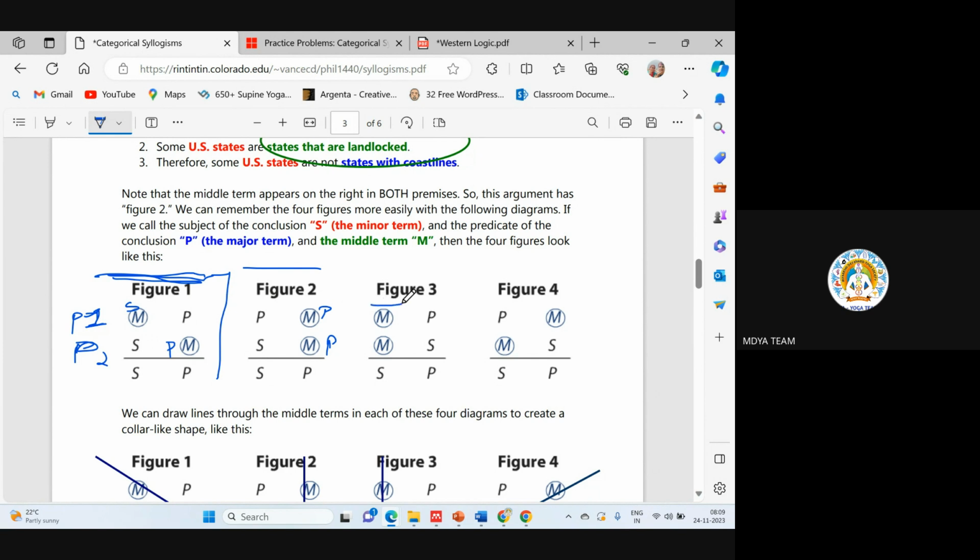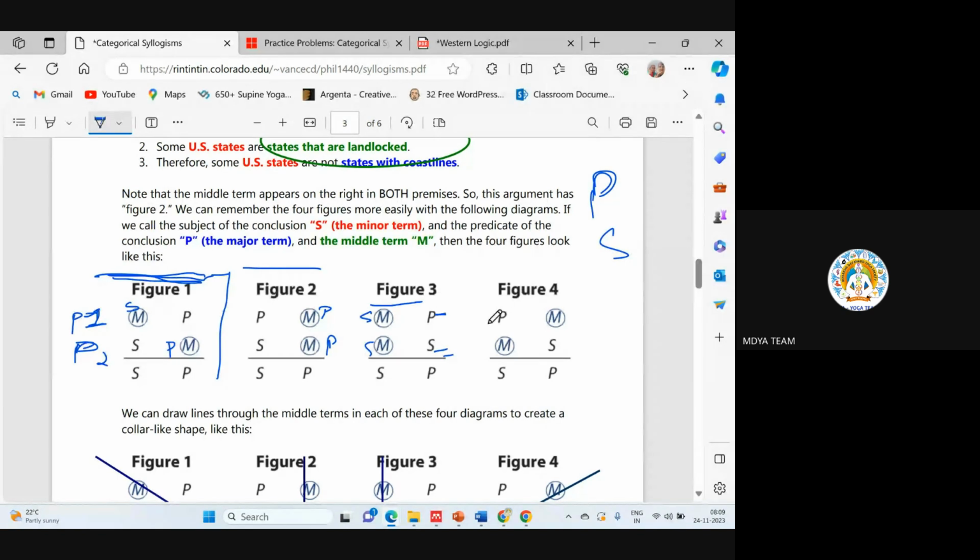In figure 3, the middle term will be present in the subject of both the premises. Don't look at this; this is denoting the major term and minor term. Sometimes we denote the major term with P and the minor term with S. So it is denoting the major term and minor term.